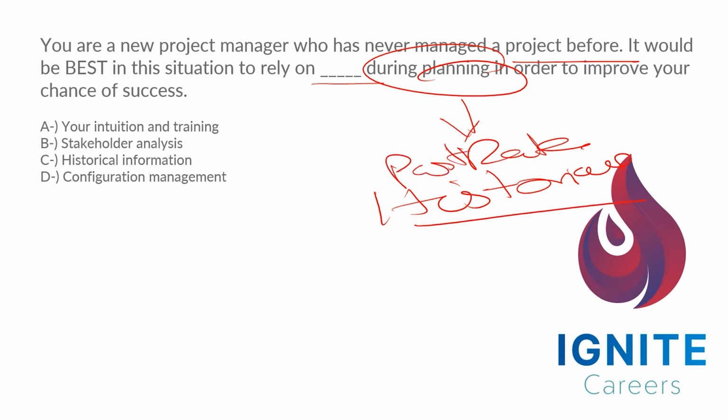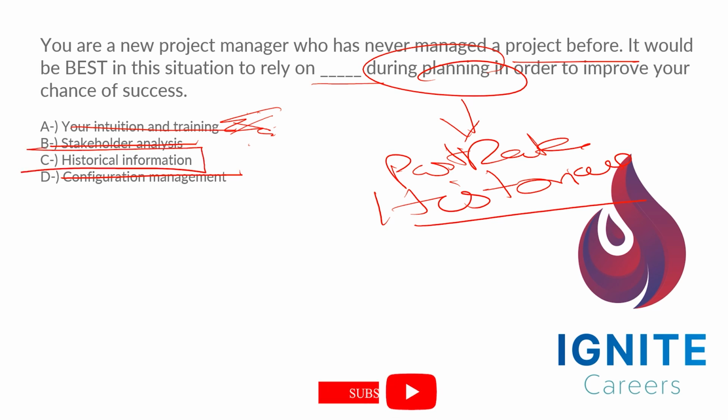So let's quickly check the answers. Institution and training? No way. So institution and training will help you to improve your skills but not support you with respect to the actual project planning. Stakeholder analysis is basically a part of planning, I would say. Configuration management, no. So the best choice, I would say, by eliminating the odd one is historical information.